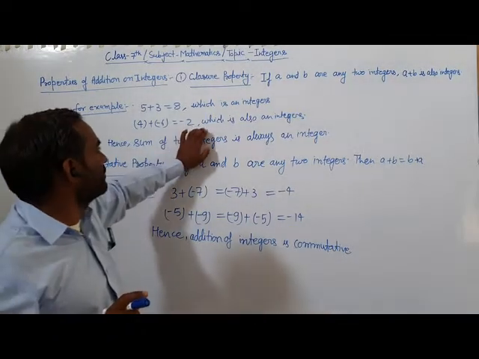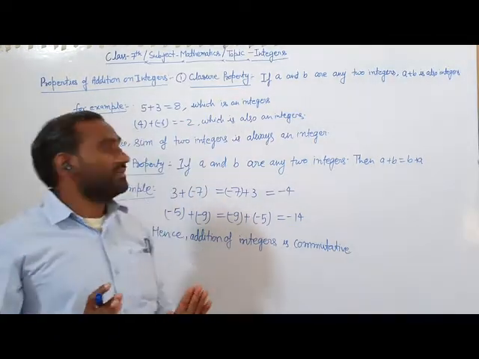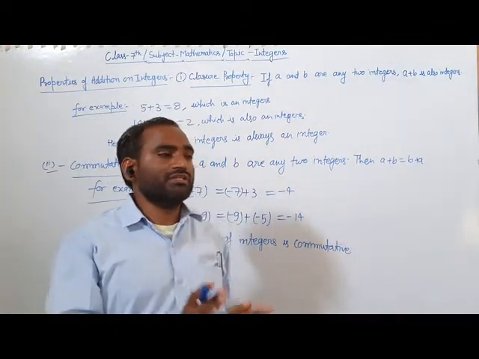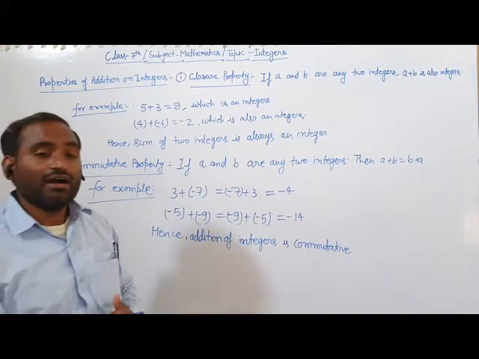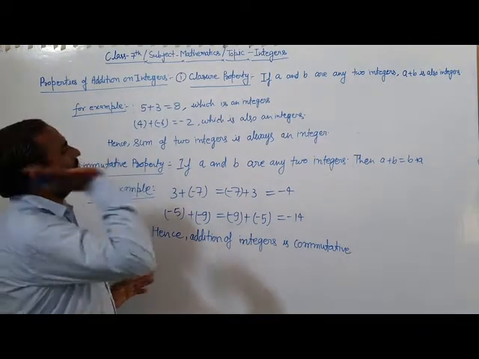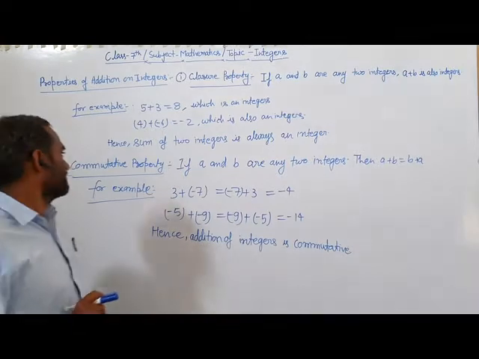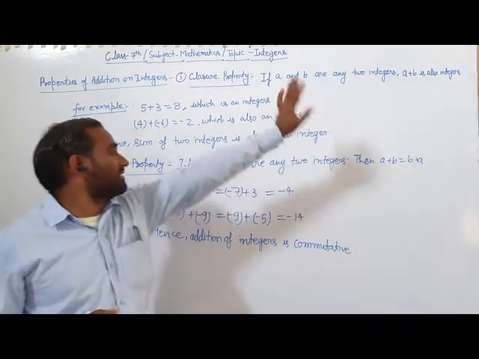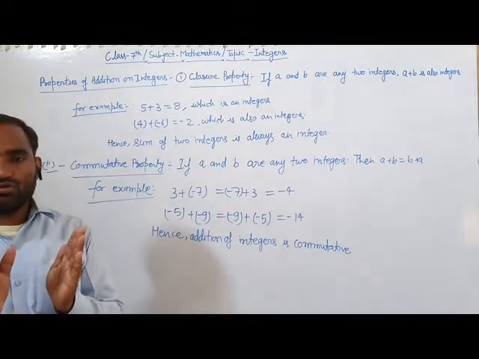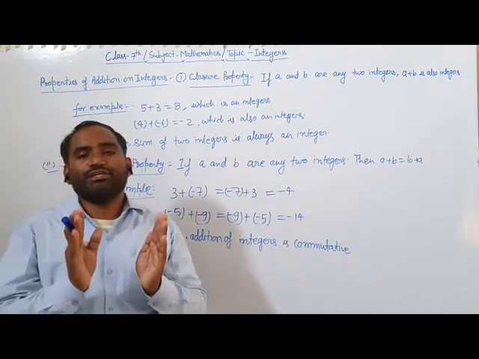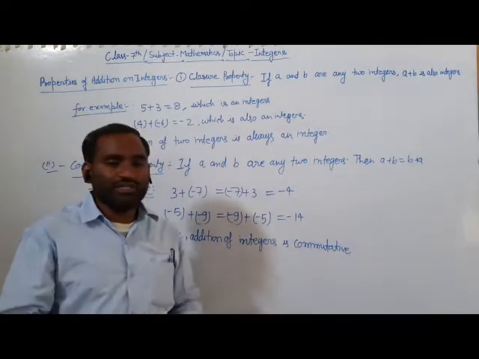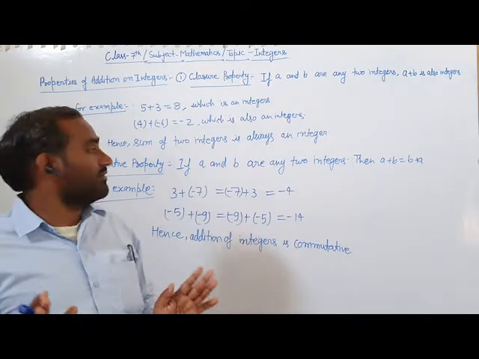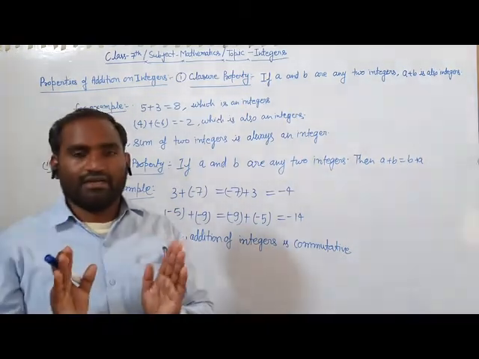So the closure property says that the sum of two integers is an integer. This is the closure property of addition. Hence the sum of two integers is always an integer. इसलिए दो ऐड करते हैं दो इंटीजर्स को, तो उसका जो आंसर आएगा वो इंटीजर्स ही होगा, इंटीजर्स के सिवा कुछ नहीं होगा. Only that will be an integer.